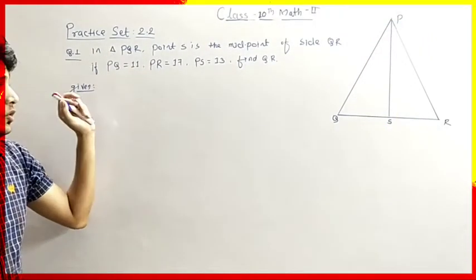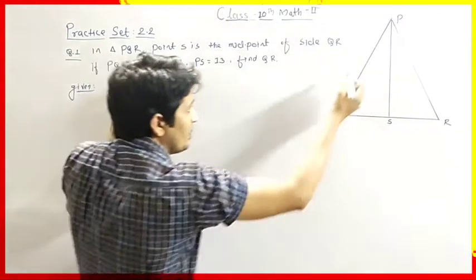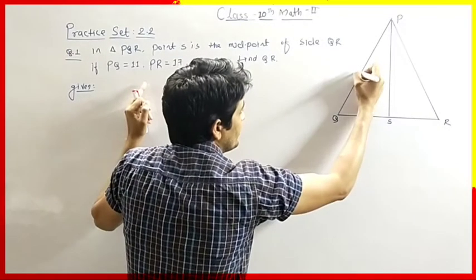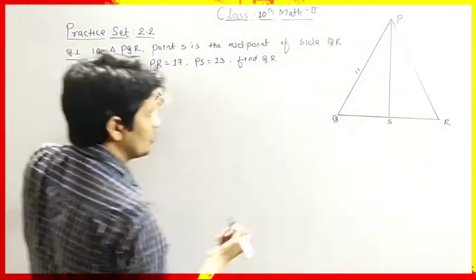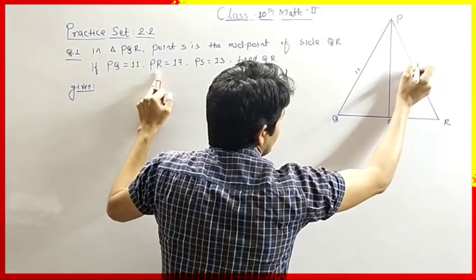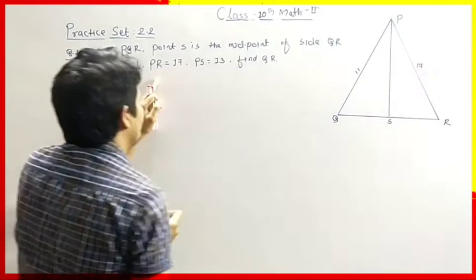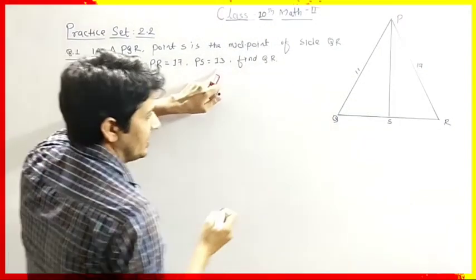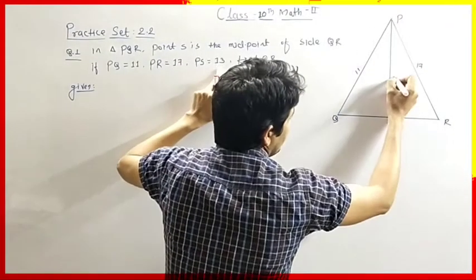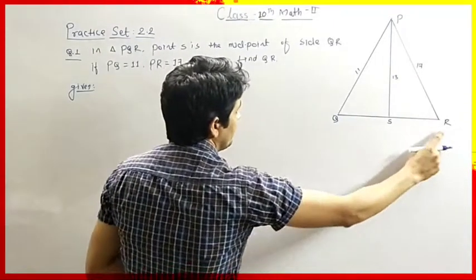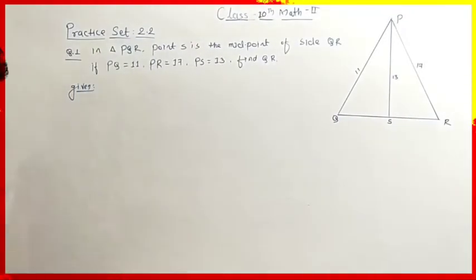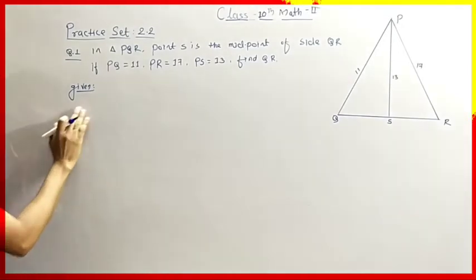Then if PQ equals 11, see PQ is given, which is 11 unit, and PR, which is also given, PR is 17 unit, and PS is 13. Then find QR. So we have to find QR. Okay. So we are going to solve the question now.